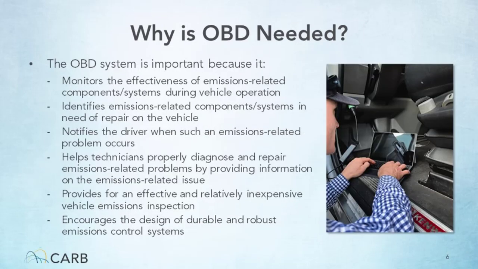As mentioned earlier in this training, the OBD system plays a critical role in minimizing vehicle emissions by ensuring that all the emission control components are functioning properly and identifying emissions-related problems as they occur. The OBD system in the vehicle provides for an effective and relatively inexpensive emissions inspection, and the information it provides also helps technicians to properly diagnose and repair emissions-related problems. Moreover, the monitoring of these emissions control systems encourages engine and parts manufacturers to design more durable equipment.